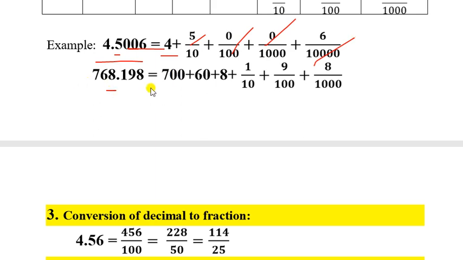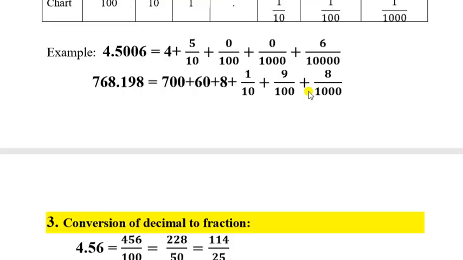Similarly, one more example I have taken here, that is 768 first. Don't write here 7 plus 6 plus 8. We have to write 700 first according to place value, 7 is present in the hundreds place. For that 700 plus, 6 is present in the tens place, so 60 plus 8. 700 plus 60 plus 8. Then after the decimal 1 by 10, 1 by 10, then 9 by 100, then 8 by 1000. In this way you have to express all the given decimal numbers.